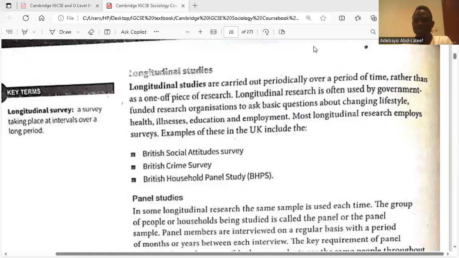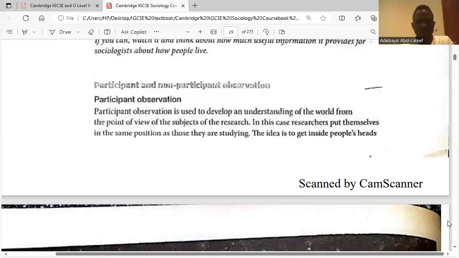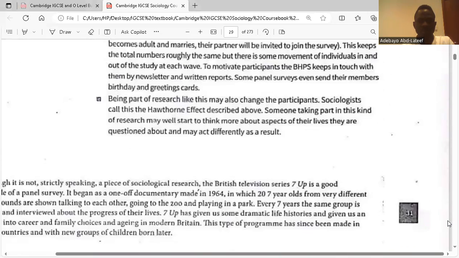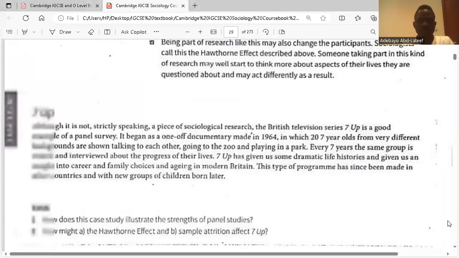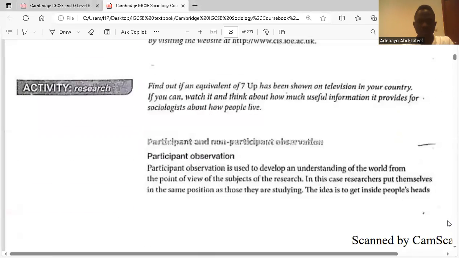What's the longitudinal? Yeah? There's another one: getting in, staying in, and getting out. Is it part of longitudinal research? You didn't know it. I checked the limitations and stopped. No, there is another below the limitation. There is getting in, staying in, getting out, and then there's... yeah, just below that. But that is participant observation.